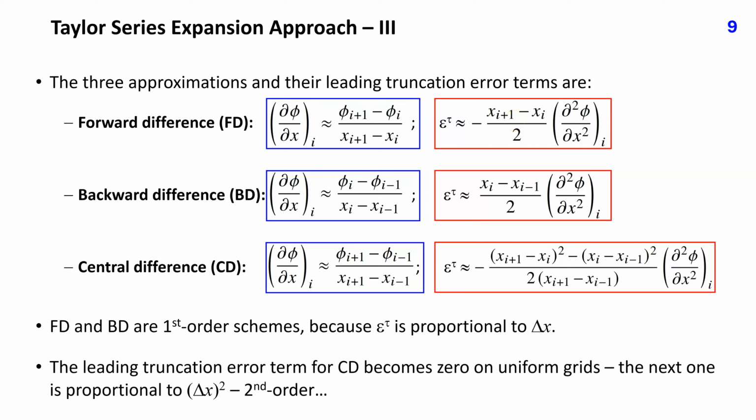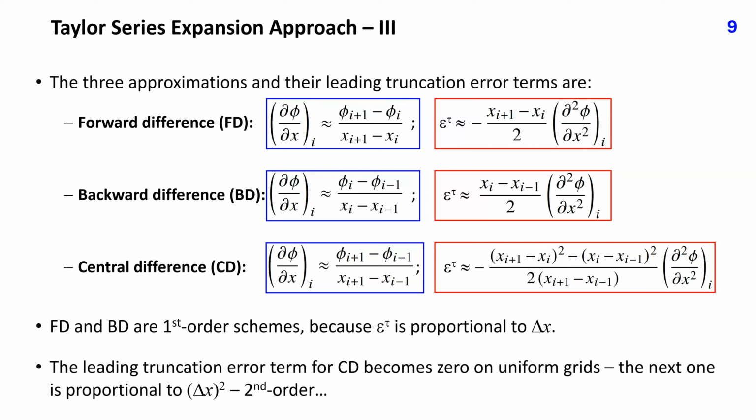The leading truncation error term from the central difference approximation becomes zero when the grid is uniform, because this difference in grid spacings on either side of the node I becomes zero. The next term is proportional to grid spacing squared on any grid, as can be seen in the longer truncation error expression shown in the preceding slide. This ratio is proportional to delta x squared.